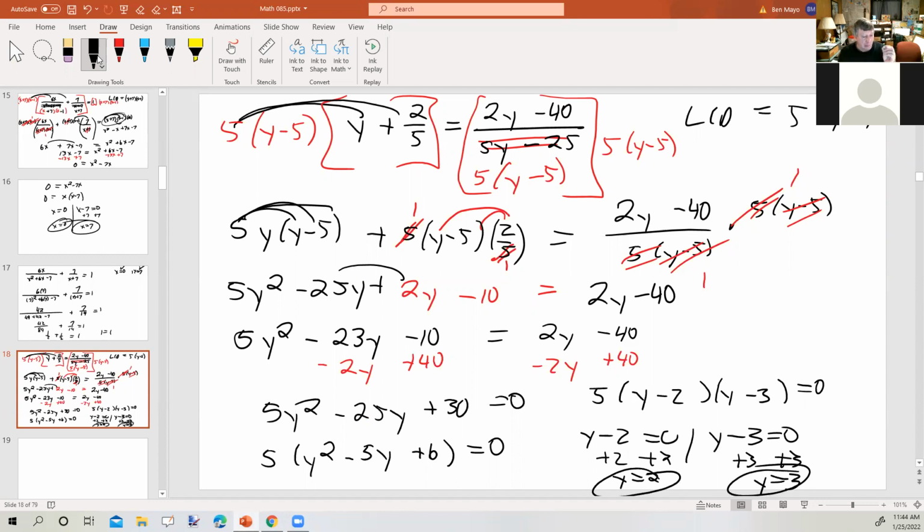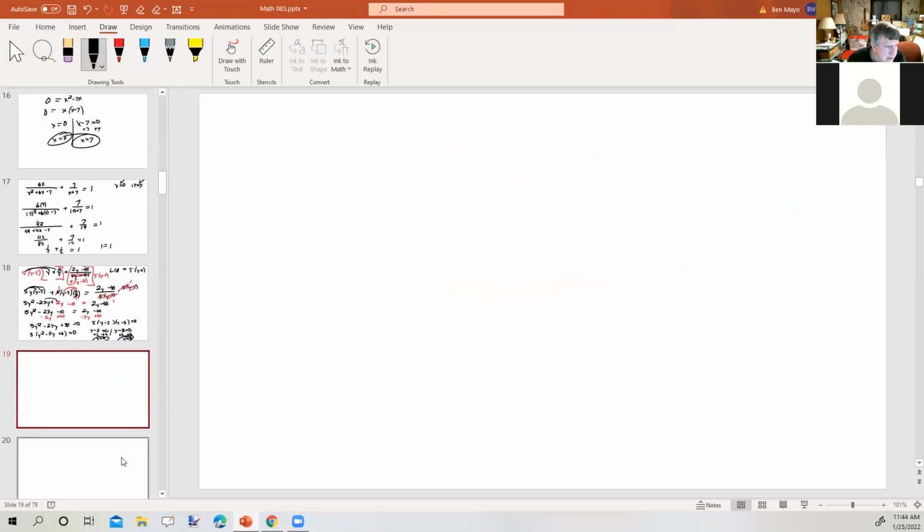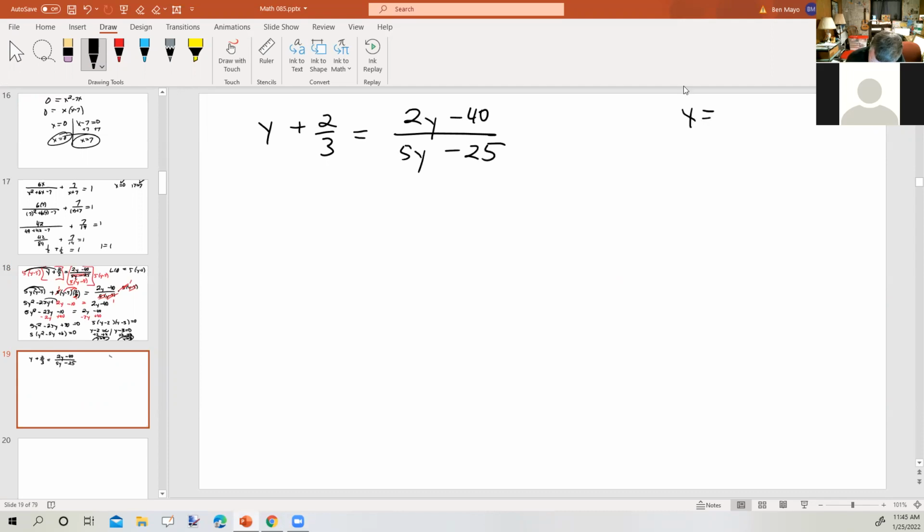There you go. I made that one little mistake and everything after that falls apart, doesn't it? Isn't math fun? Okay, so let's check our work. Let's see, 2 and 3. All right, here we go. So recopying the original problem, y plus 2/3 equals 2y minus 40 over 5y minus 25. Let's see, y equals 2, y equals 3.